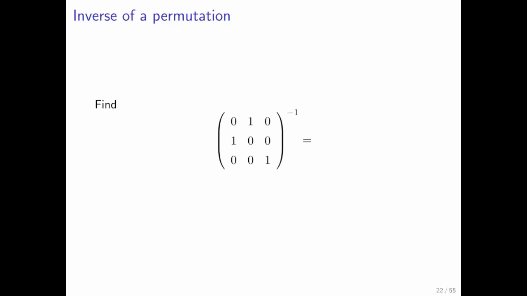Okay, I'm back. And the question you should ask yourself is, what is it that this permutation matrix does? Well, it swaps the first row with the second row. So, you would think that in order to undo that, you need to again swap the first row with the second row. And therefore you would conjecture that this would be the inverse of that permutation matrix. Indeed, if you multiply these two matrices together, you get the identity.